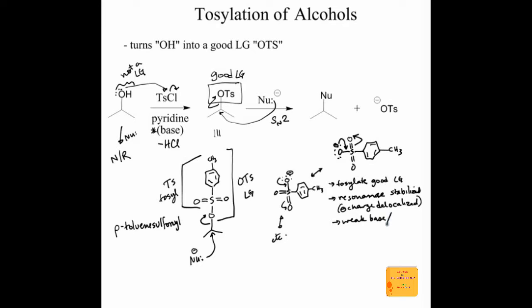And the same sorts of things when we talk about leaving group ability, it has to do with stability, and that also will parallel basicity. So being a great leaving group and being a weak base are kind of synonymous. So that's what the tosylate looks like, and it's going to be very useful to us when we want to turn the OH into a good leaving group.